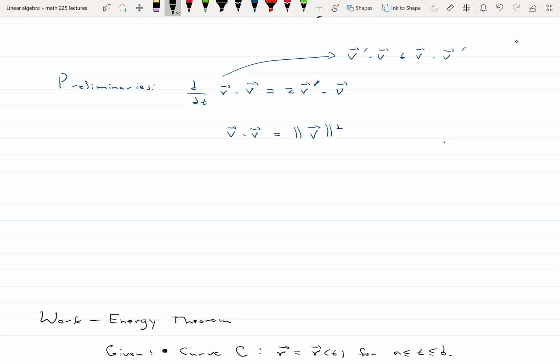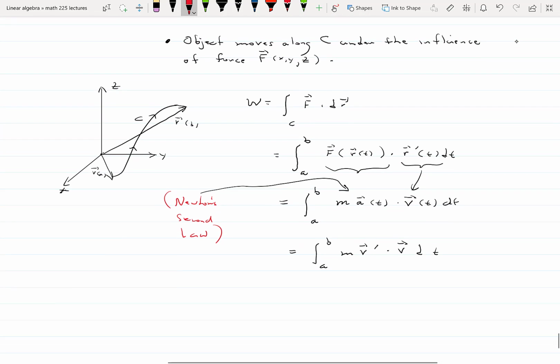Now one of my preliminaries says that 2 v prime dot v is the derivative of v dot v. So I could divide both sides by 2: v prime dot v equals 1/2 the derivative of v dot v. So v prime dot v is the same thing as 1/2 times the time derivative of v dot v.